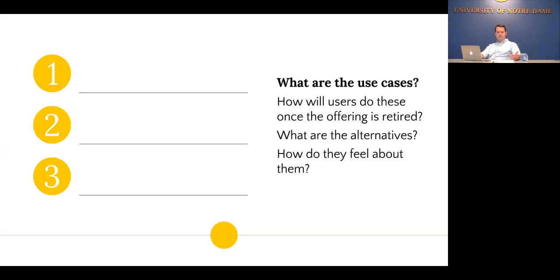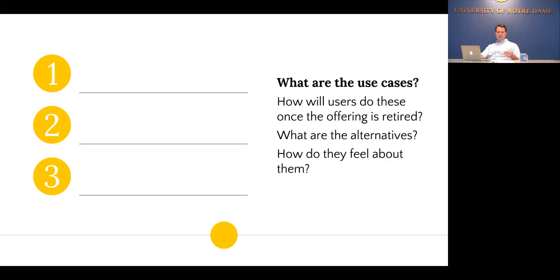So we're going to start off by understanding and writing down, what are these use cases? What are they doing? And then also, what will they do once we take this away? How will they do these things? This is, to me, the biggest reason why service retirements die, because we have identified that we want to retire something, we try to take it away, and we don't have a suitable replacement on the other side.